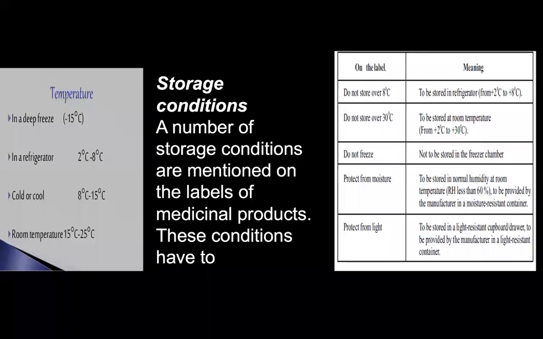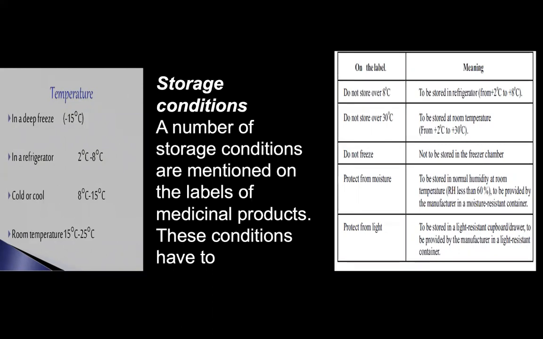But outside, on the label, there are different requirements written. First, there can be how to administer the dose, and the dose regimen. But more than that, it is written how they are stored. You can see on the labels the temperature at which these drugs have to be stored and kept in a pharmacy. A number of storage conditions are mentioned on the labels of medicinal products.